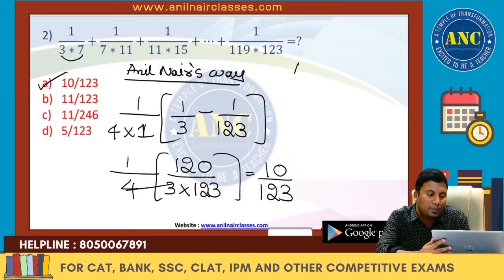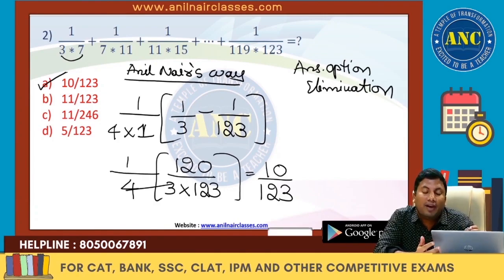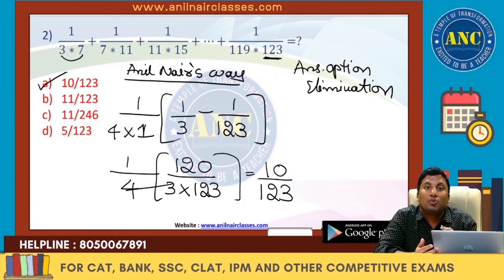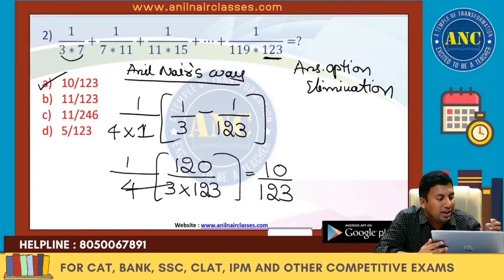Now, the answer option elimination approach. If 2 numerical values are there in the denominator, the answer should contain 1 numerical value. The last numerical value is 123. Either it should be 123 or a factor of 123. 246 is a multiple of 123. So the answer 11 by 246 is eliminated.